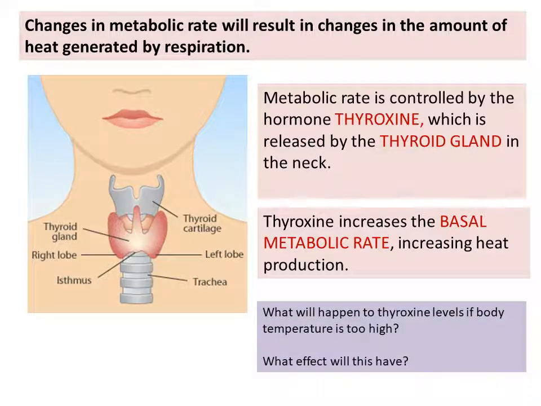So what would happen if the thyroxine levels of a body temperature is too high? What effect would this have on a person? Well, the obvious thing here is that if somebody has very raised thyroxine levels, they will use up more energy, they'll produce more heat than they would normally experience, but therefore they might also feel very tired because they would actually be running out of energy a lot more quickly.